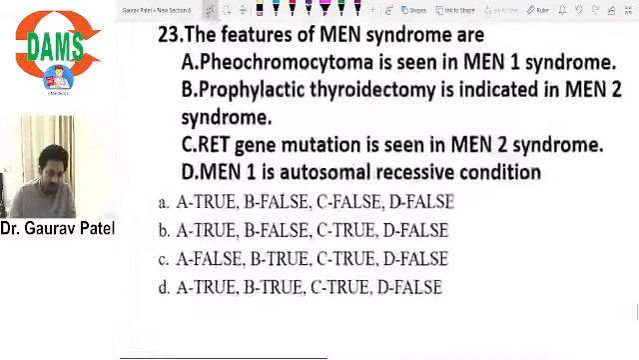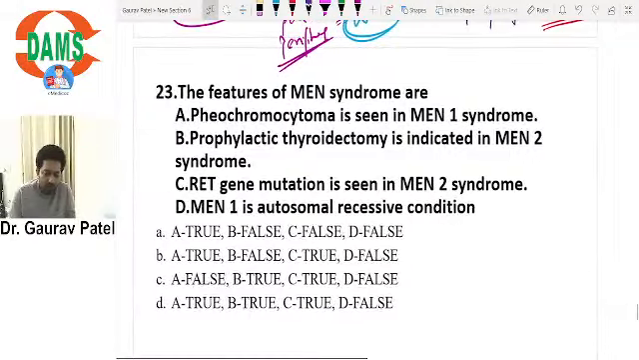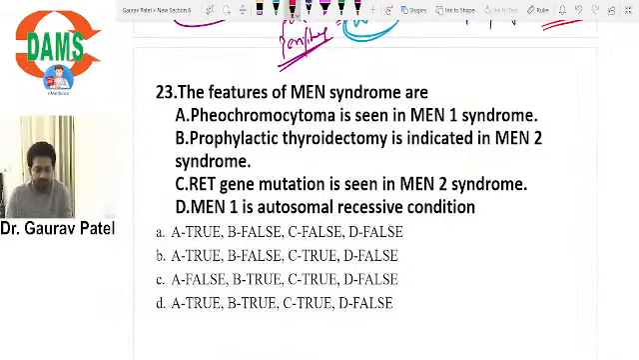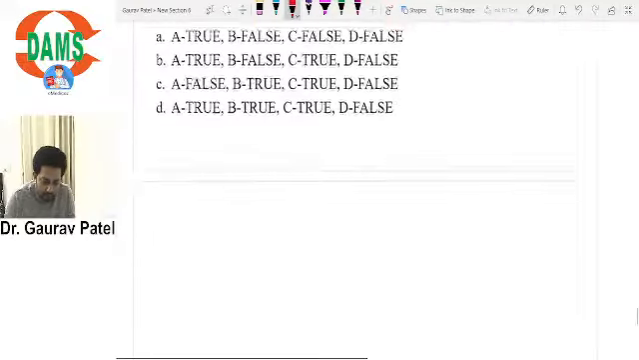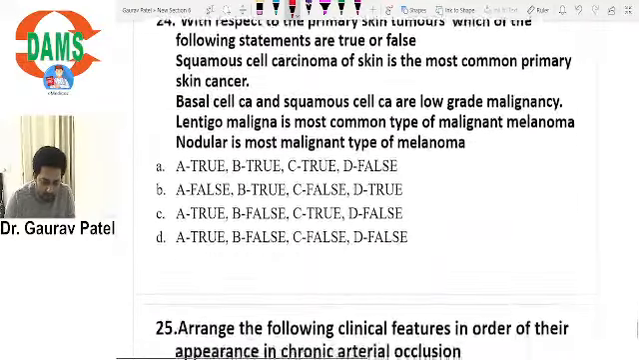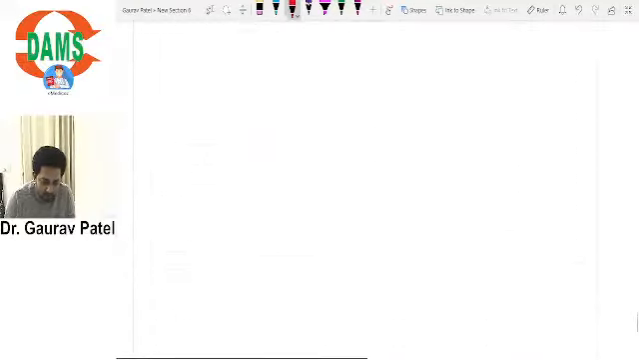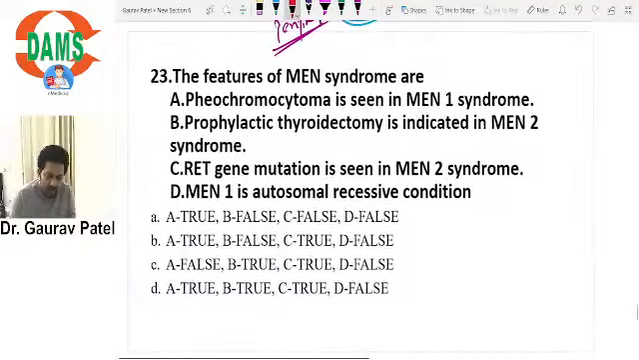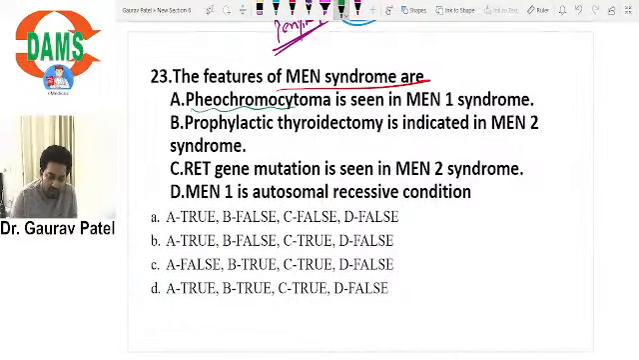This is a true and false kind of question. The next question is also true and false type, and then there is arrangement. 3 questions left. So the features of MEN syndrome are, here only we'll see. Pheochromocytoma is seen in MEN1 syndrome. True or false? Option number A, true or false. Pheochromocytoma is seen in MEN2, not in MEN1.